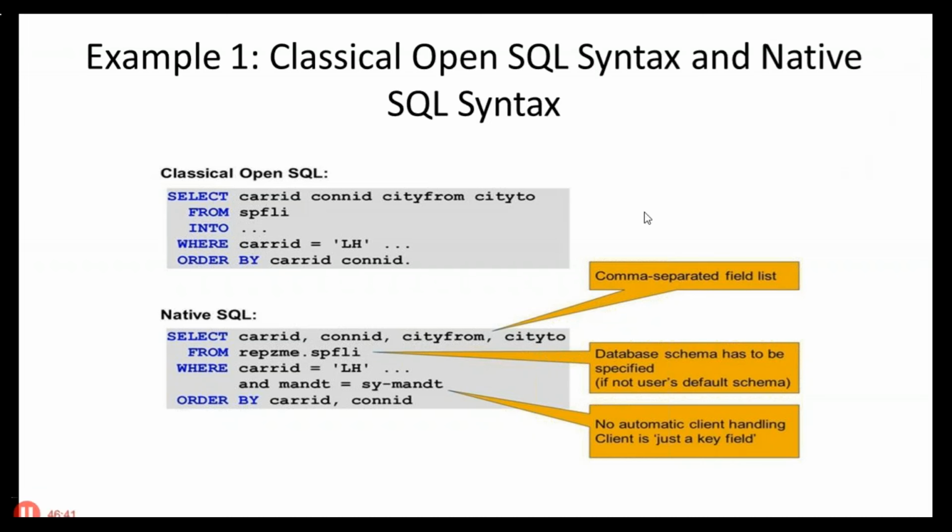So when we are coding in native SQL, we need to make sure that we have the schema name dot the table name. So this is how we are going to connect to the HANA database. And then we have to write the MNDT as SY-MANDT, because in Open SQL, even if you're not mentioning the client, it automatically assumes whatever default client is there. But here you have to mention the client, ordered by carrid.